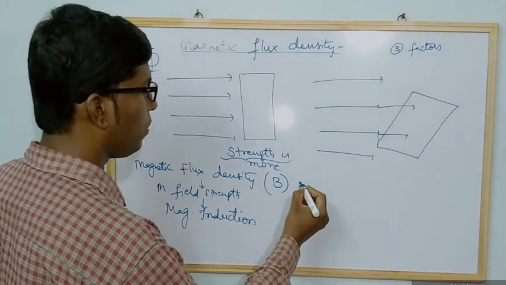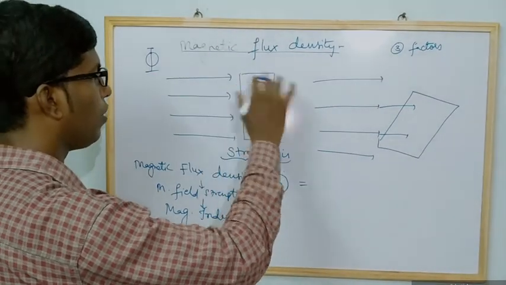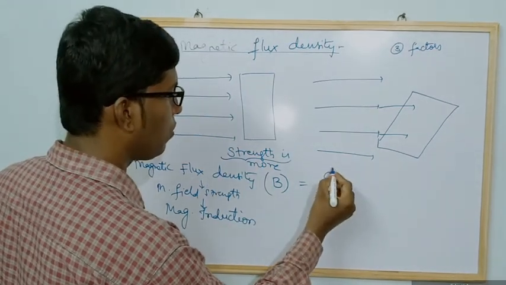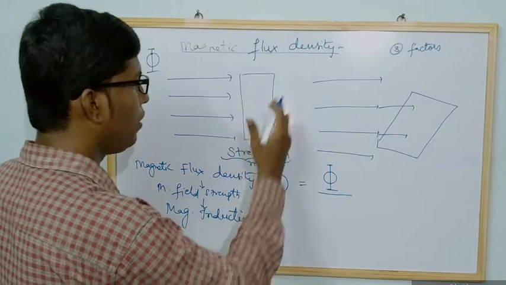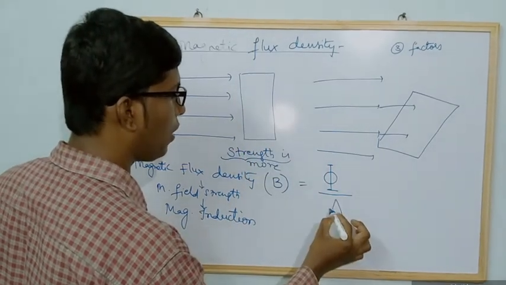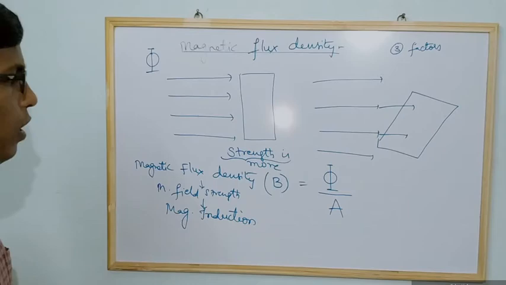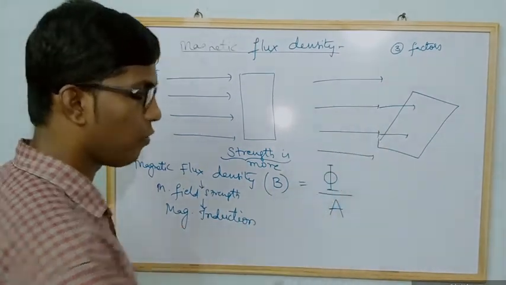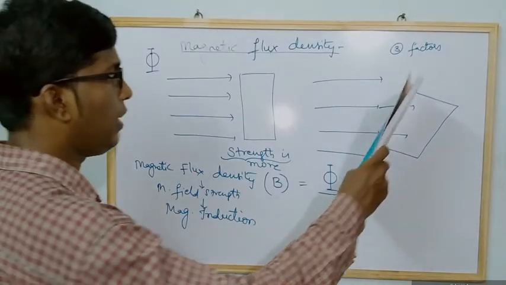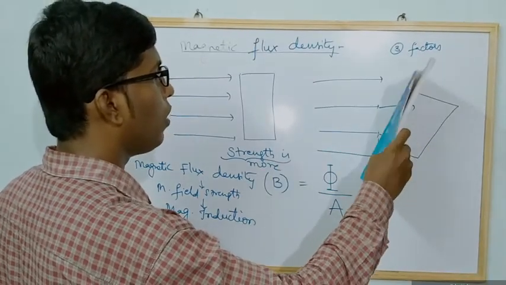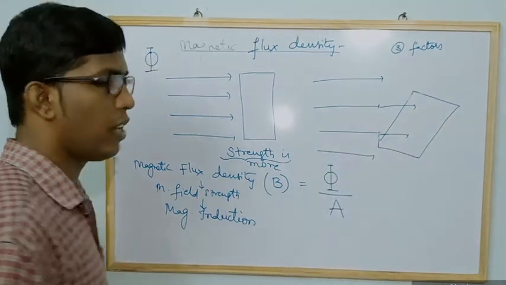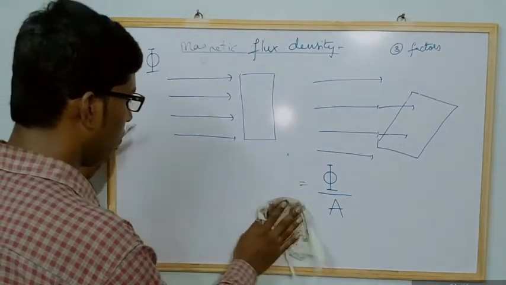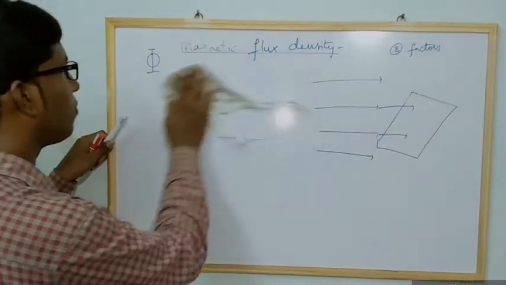So these are the flux field lines when they pass through the plane. We will have flux passing through this area, and that area is perpendicular to the field lines. So this is the formula: magnetic flux density B is equal to phi by A. And one more very important thing to remember: the angle also affects this strength or flux density. Let us discuss how the angle changes the flux density.